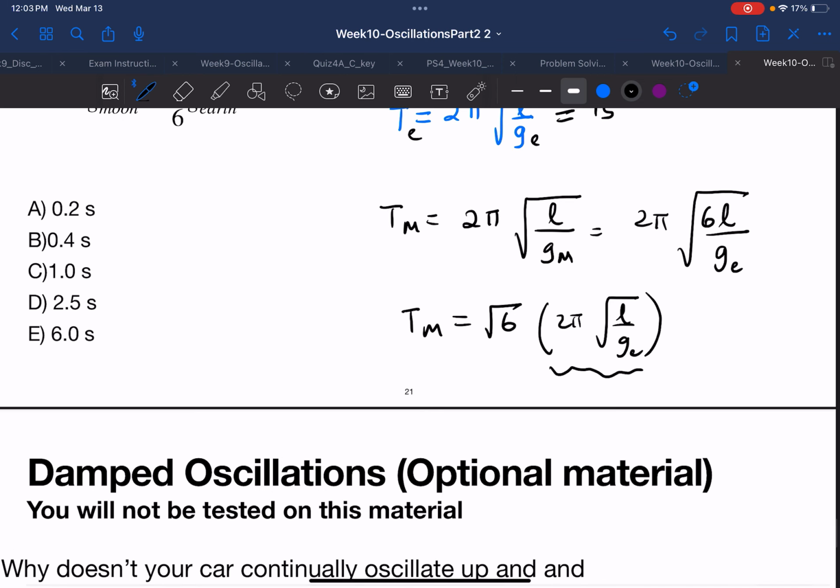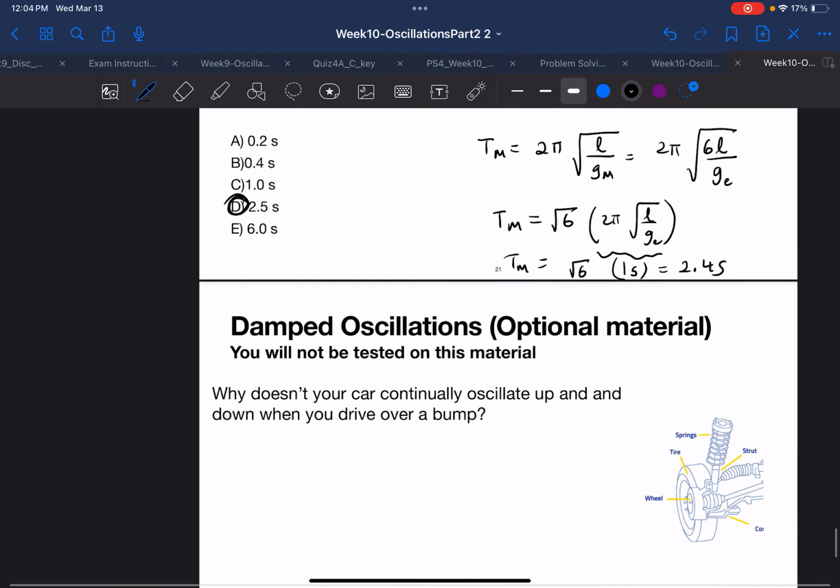So this whole thing is 1 second. We need to multiply by a root 6. All right, let's see what we get when we multiply 1 by square root of 6. Square root of 6 is somewhere between 2 and 3, because 2 squared is 4, 3 squared is 9. So you can approximate it, or you just plug in square root of 6 in your calculator and get that this is approximately 2.4 seconds or 2.5 seconds. All right.